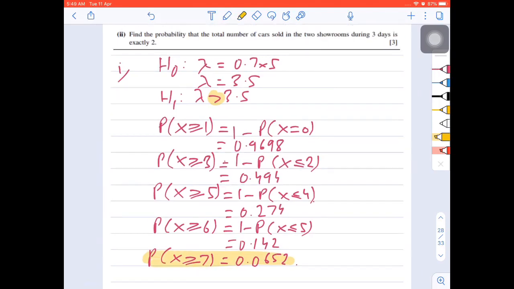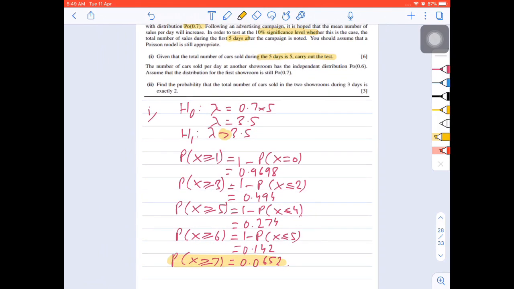So rejection will be x greater than or equal to 7. Since over here the cars sold are 5 in 5 days, the rejection region is greater than or equal to 7. So 5 is in the acceptance region, so we accept H0 and the claim is not justified. So there is no evidence that the sales have increased.